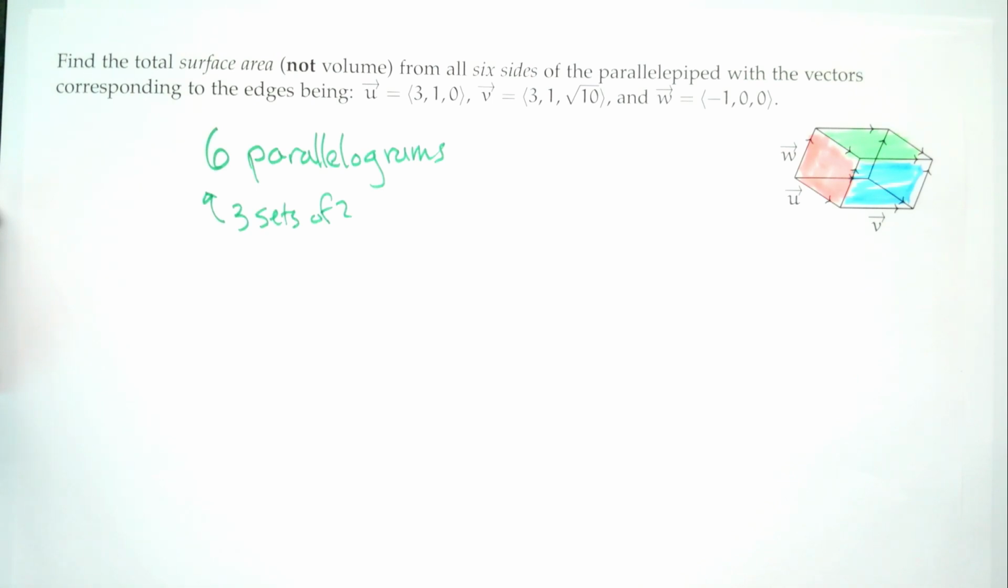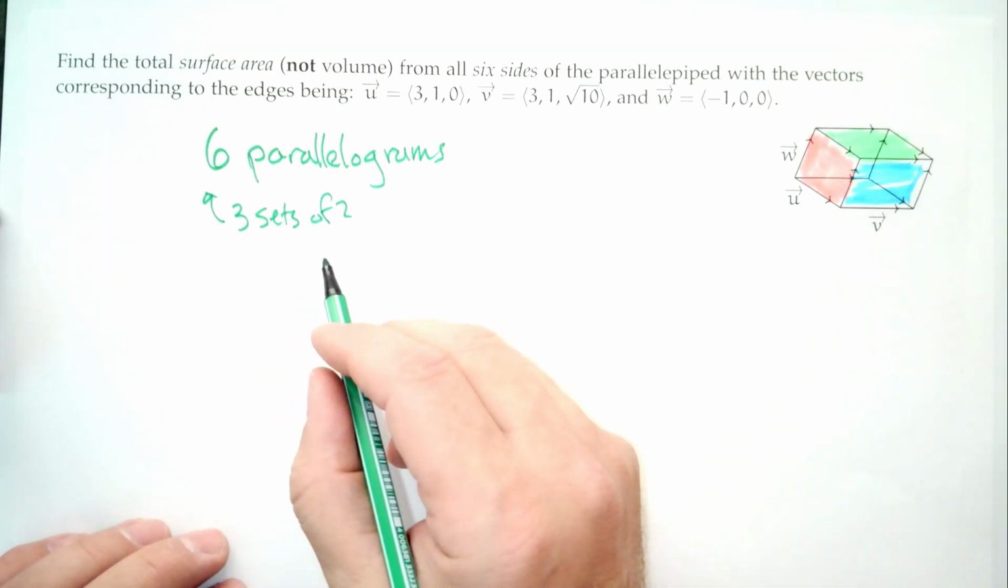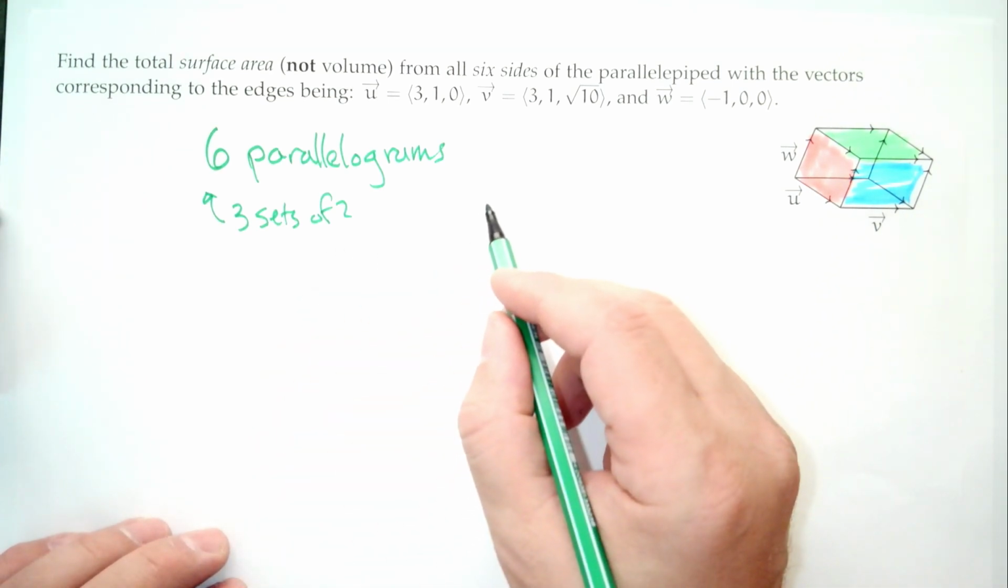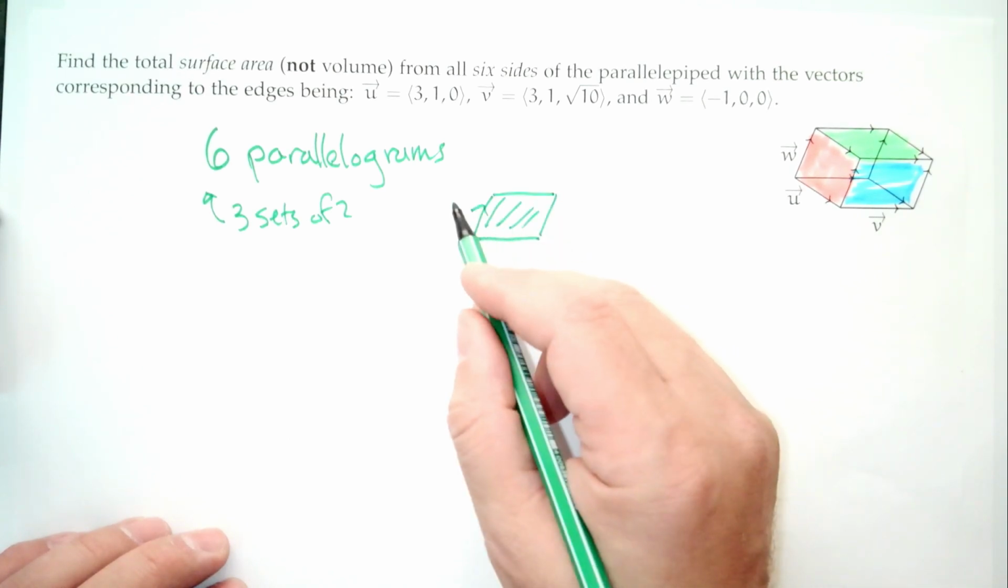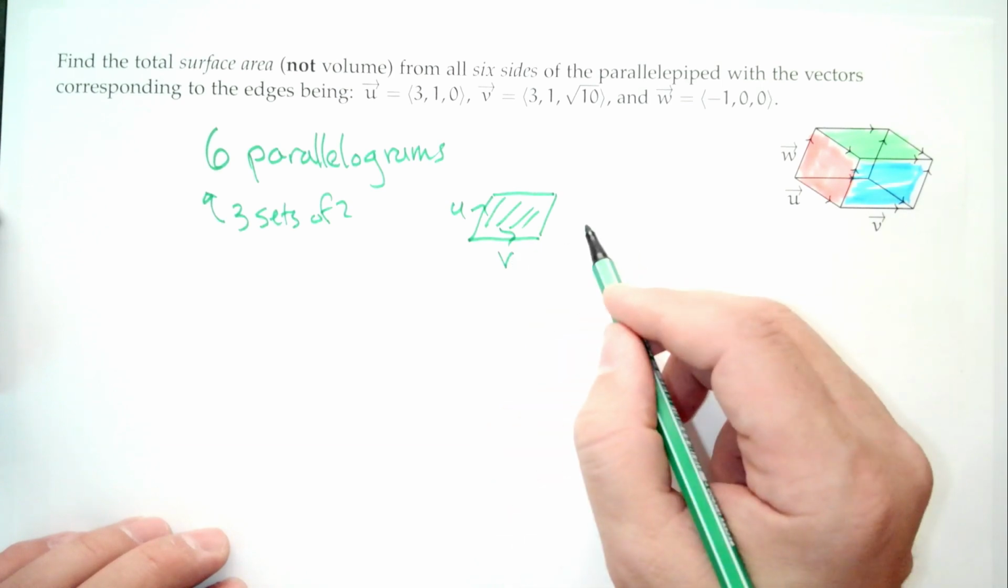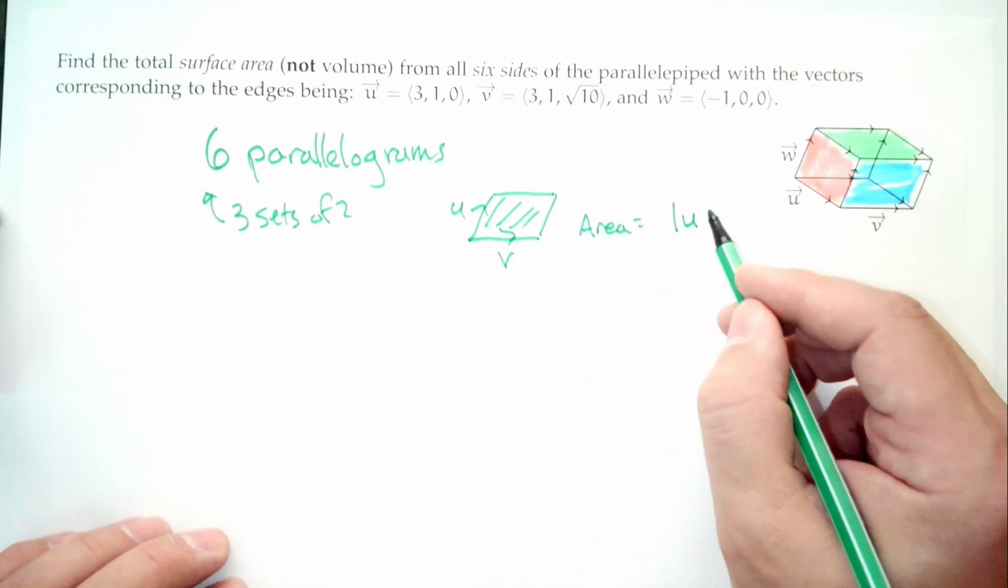So if you see an area and you see the word parallelogram, what should cross your mind? The cross product. So what we're going to do here is the cross product because, fun fact, if I have a parallelogram and say this side is u, that side is v, then the area is equal to the magnitude of u cross v.